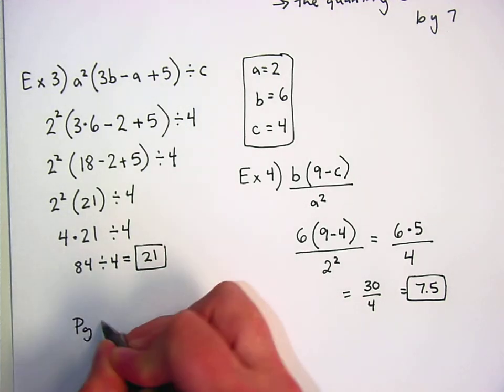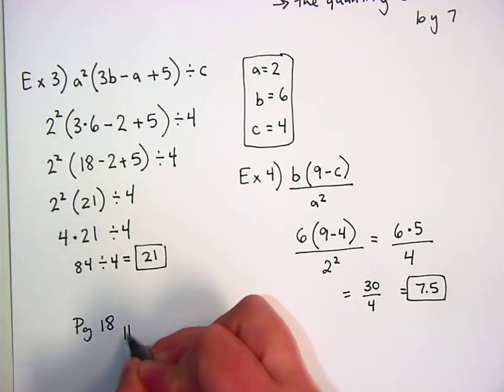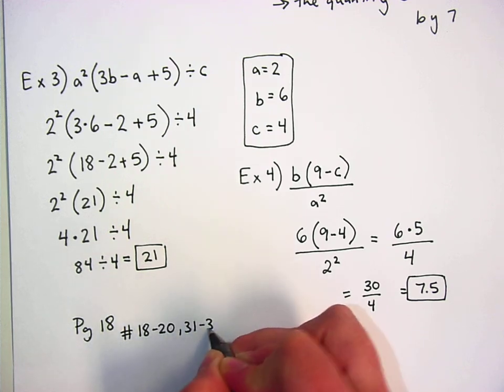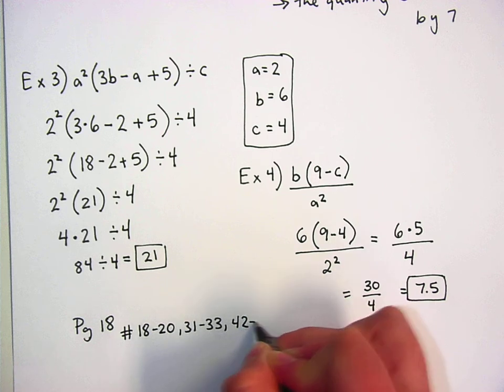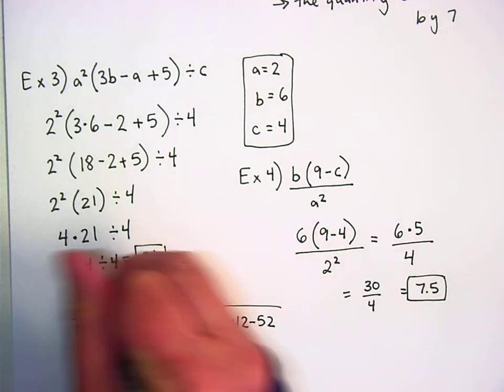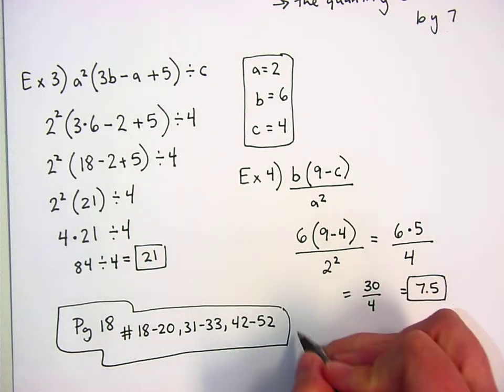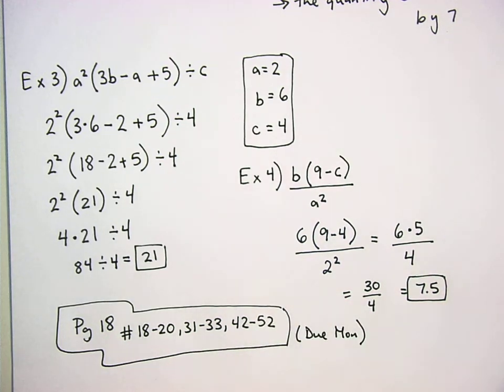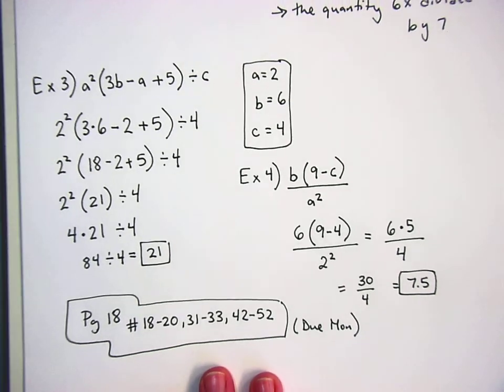Your homework is page 18, numbers 18 through 20, 31 through 33, and 42 through 52. And this is due on Monday. And the reason why is because tomorrow, which is Thursday, will be a work day on this assignment. And Friday, we're doing the STAR test in class. So for that, you're going to need to bring your computer. Or you can do it at home. I'll put a link up on the website on Schoology.